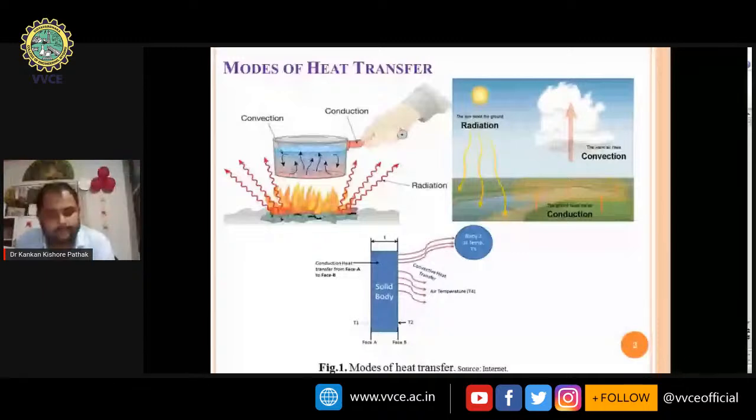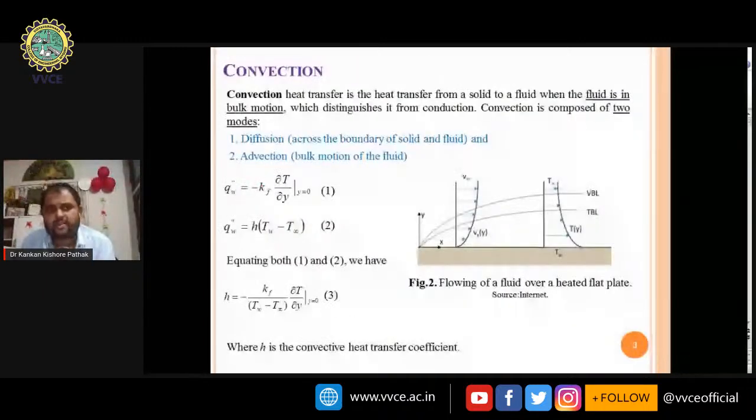Here we can see the convection heat transfer. What is convection heat transfer? Convection heat transfer is the heat transfer process occurring from a solid to a fluid when the fluid is in bulk motion, which distinguishes it from conduction. Convection is composed of 2 modes. One is diffusion, across the boundary of the solid and the fluid, and the other is advection, that is the bulk motion of the fluid.